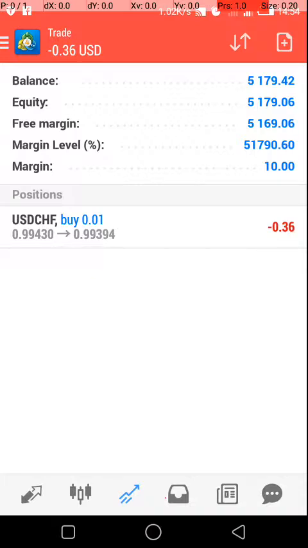Okay, so let's continue. As you can see, now we have 10 instead of 1,000. Last time we opened one lot. One lot equals 100,000 units. So for that case, it means that I was buying 100,000 United States dollars in exchange for Swiss francs.